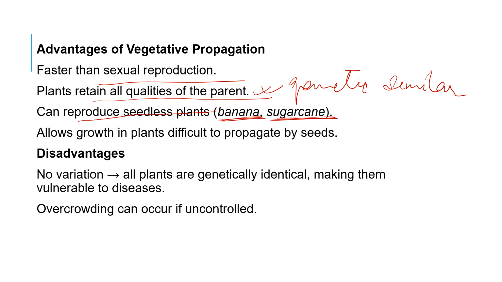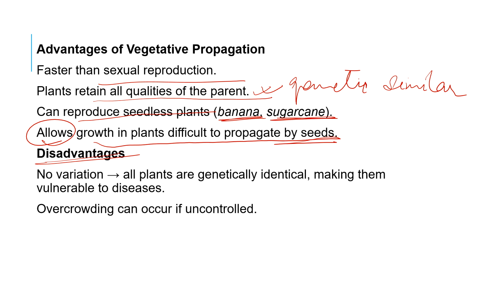It can be done. So many plants which are seedless and difficult to propagate by seeds are also grown with the help of this vegetative propagation. And so what are the disadvantages here? The disadvantages are no variation. All plants are genetically identical, making them vulnerable to diseases.